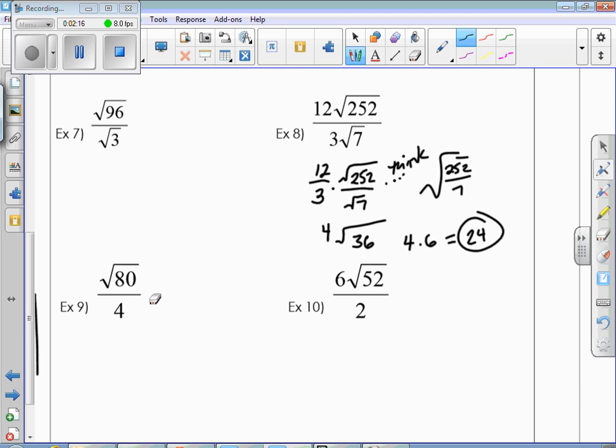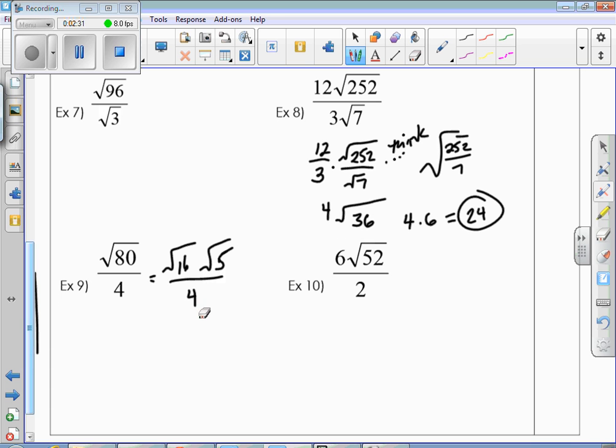To help us simplify this one, what we'll want to do is look to find a perfect square factor for 80. 80 has come up a lot. I think it came up twice in class today. 16 and 5 would be your factors, 16 being the biggest perfect square. It's a factor of 80. And the square root of 16 would be 4. So we have 4 times the square root of 5 over 4.